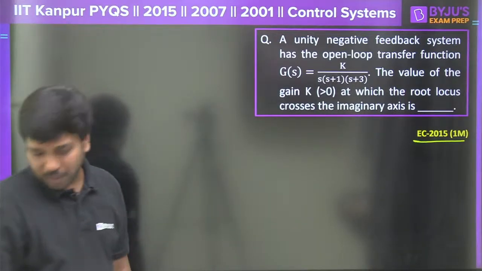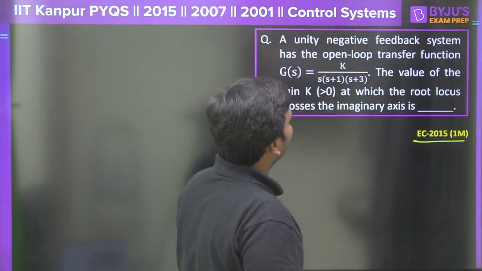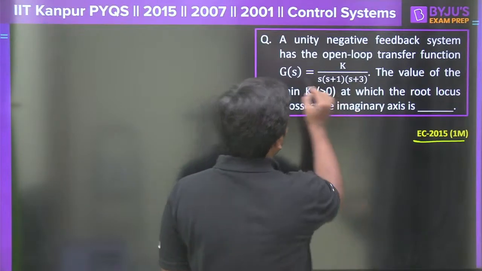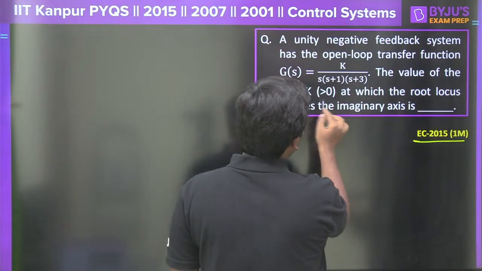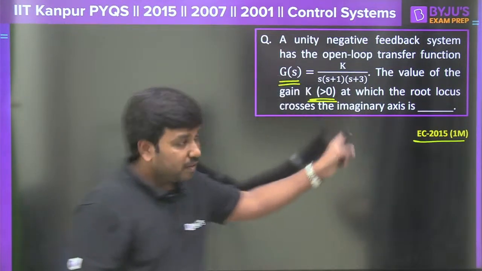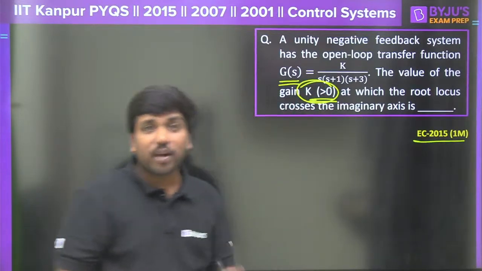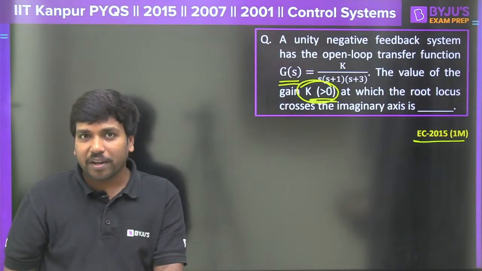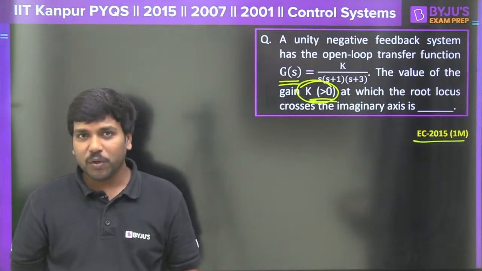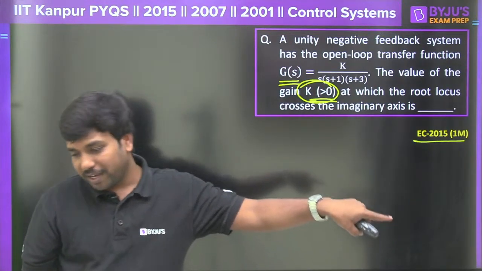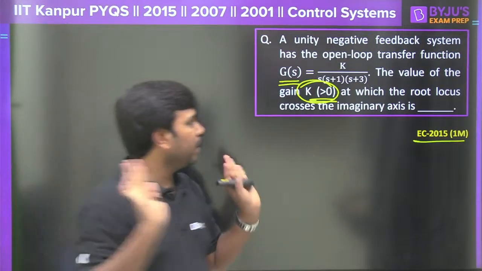Fast, every one of you. Interesting, right? These questions are really interesting. A unity negative feedback system has an open loop transfer function G of s equal to this much. The value of the gain k is greater than 0. See, this is a GATE question, and they have clearly mentioned k should be greater than 0. That's what I told you: for any point on the root locus plot, if you substitute that s value in the characteristic equation, k should come greater than 0. That is a fundamental logic. Nobody can deny that, right?